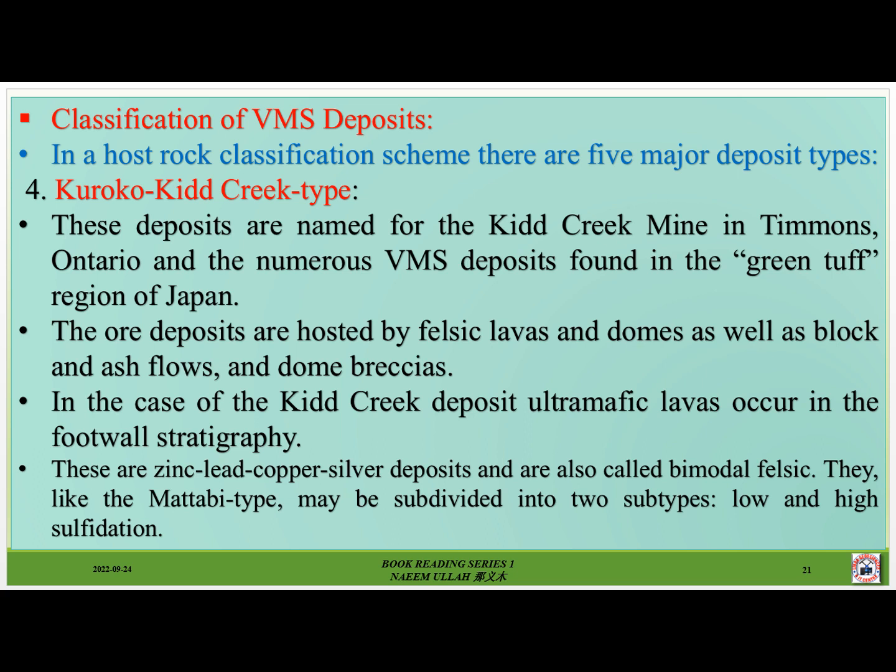Number four, Kidd Creek type. These deposits are named for the Kidd Creek mine in Timmins, Ontario, and the numerous VMS deposits found in the Green Tuff region of Japan. The ore deposits are hosted by felsic lavas and domes, as well as block and ash flows and dome breccias. In the case of the Kidd Creek deposit, ultramafic lavas occur in the footwall stratigraphy. These are zinc, lead, copper, silver deposits and are also called bimodal felsic. They, like the Matagami type, may be subdivided into two subtypes, low and high sulfidation.